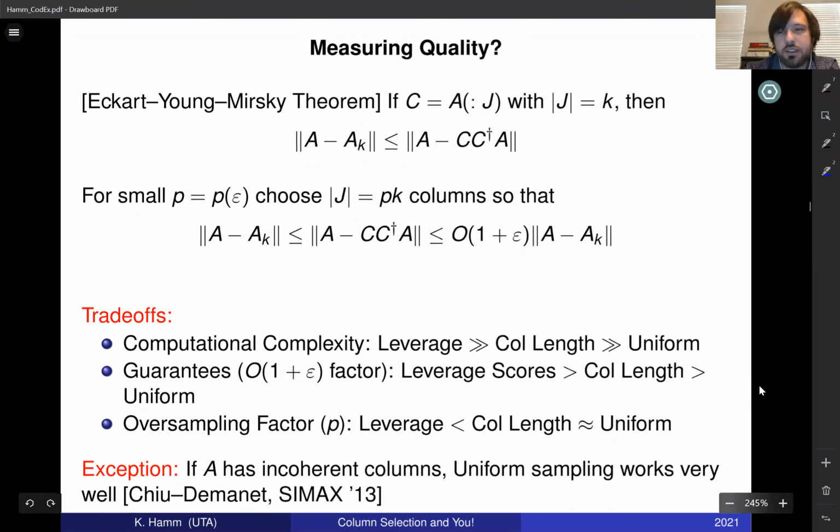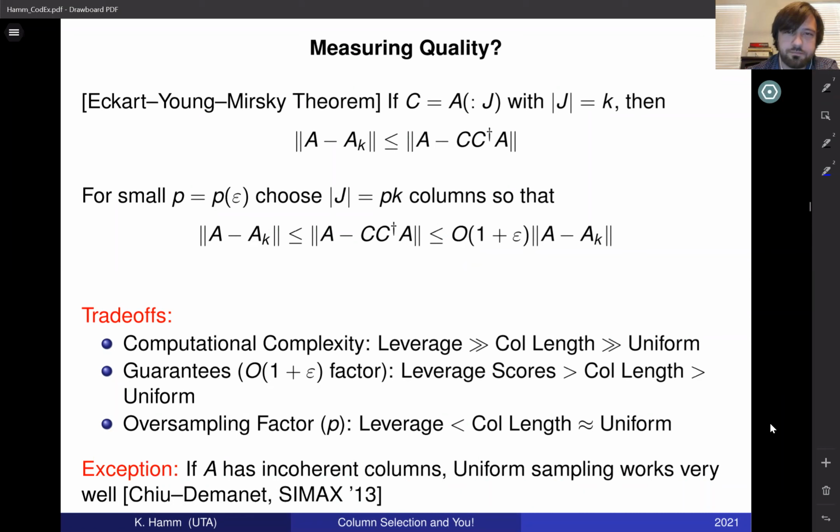There is one exception to this, and this is a takeaway from all of this, and I'll exploit this later on. If A has incoherent columns, uniform sampling works very well. This is for CUR decompositions. This is in a paper by Chu and Demonet, but this idea was around before then, from other works.